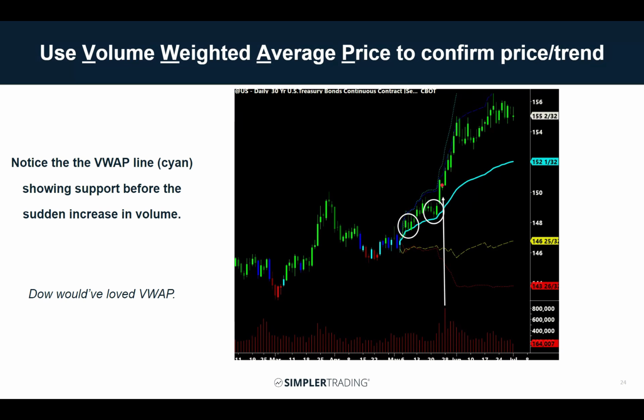Now, the volume spike would have got folks' attention, and in a Charles Dow universe, that was great. But we have more transparency now in the market. And what we're able to do is anchor these volume weighted average price tools to get a heads up on which price levels have that importance of volume. Does that make sense, gang? Any questions on that? And I tell you what, if Dow had VWAP, he would have loved it. He would have absolutely loved it.